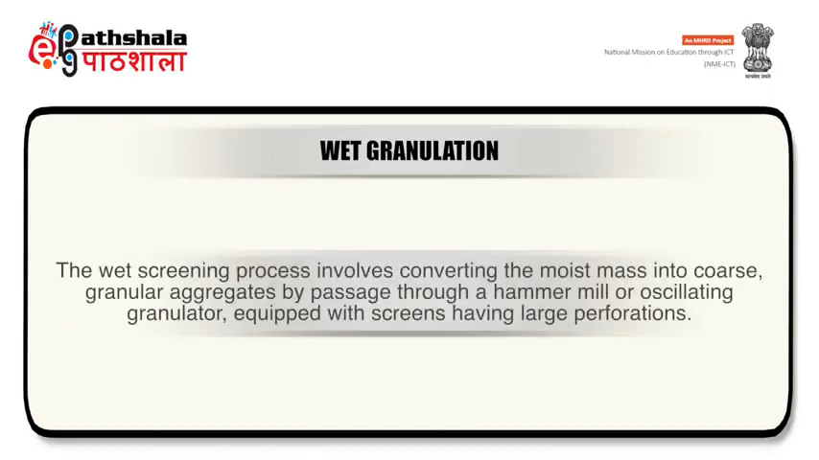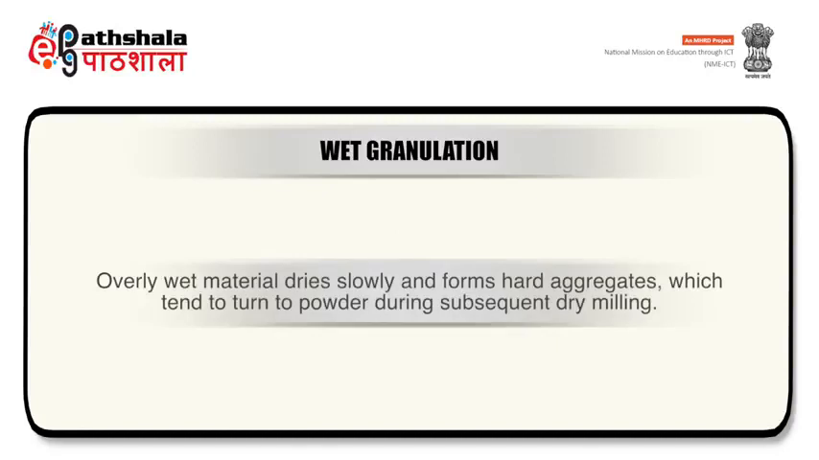If the ball crumbles under moderate pressure, the mixture is ready for the next stage in processing, which is wet screening. The wet screening process involves converting the moist mass into coarse granular aggregates by passing it through a small hammer mill or oscillating granulator equipped with screens having large perforations. Overly wet material dries slowly and forms hard aggregates which tend to turn to powder during subsequent dry milling.